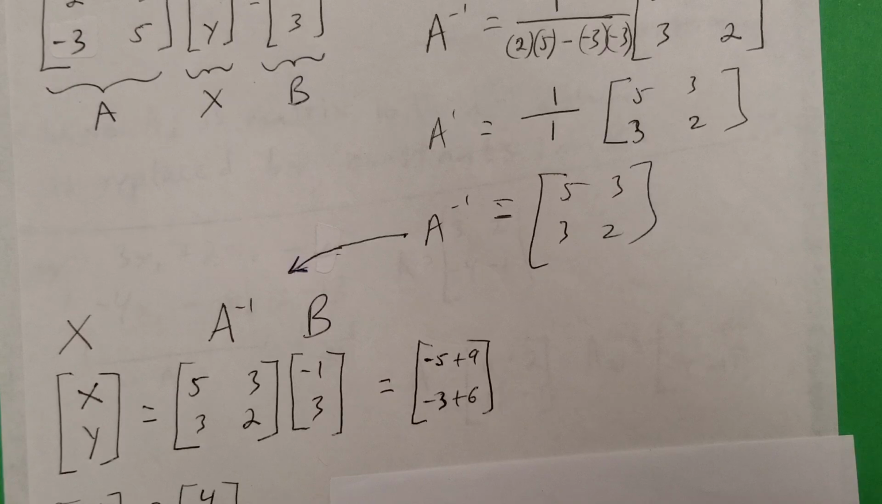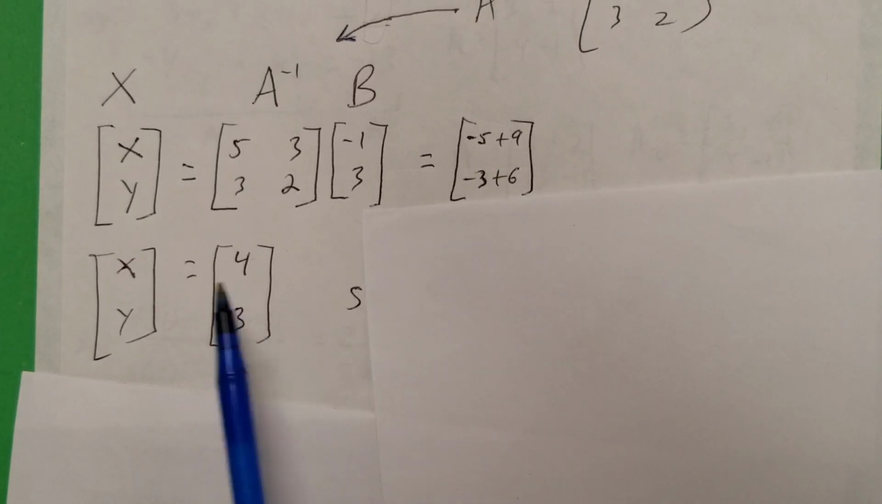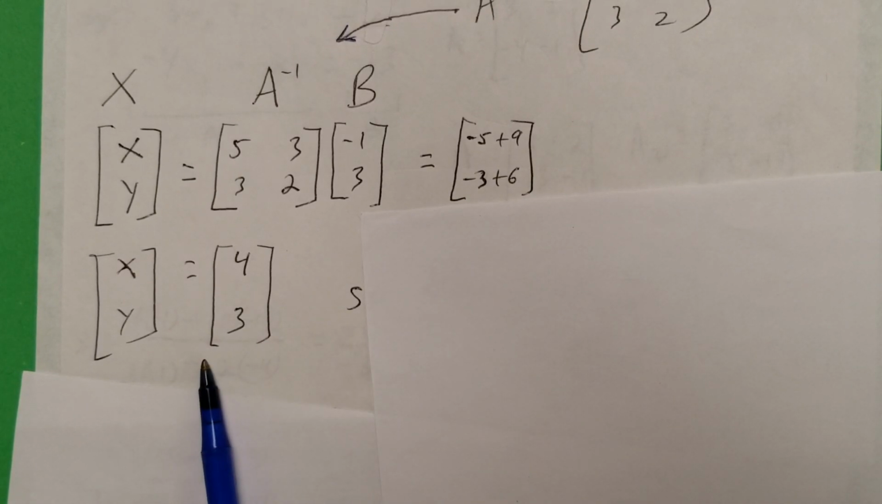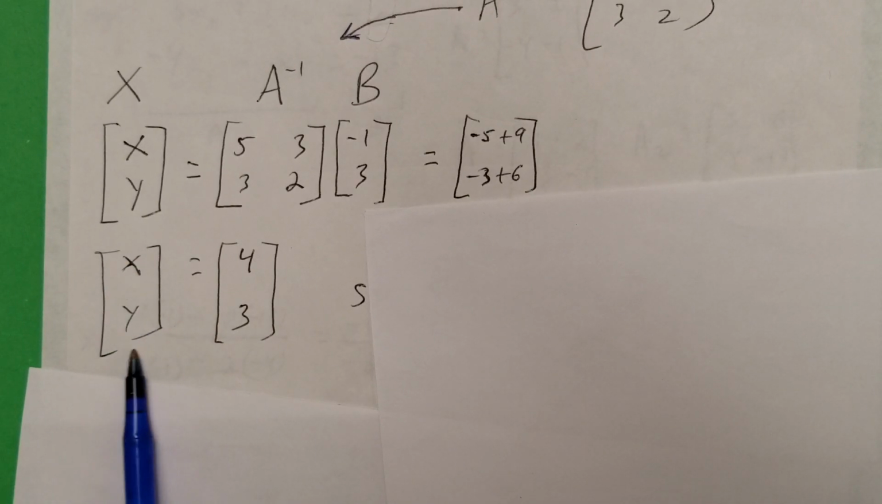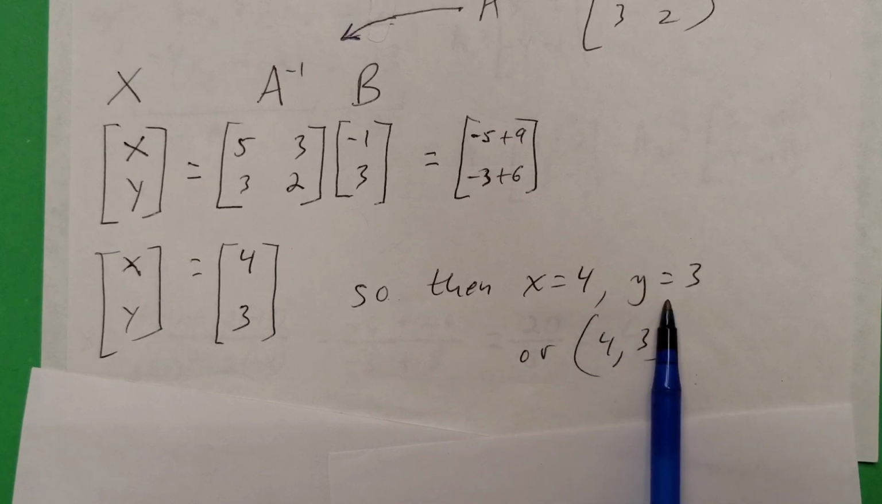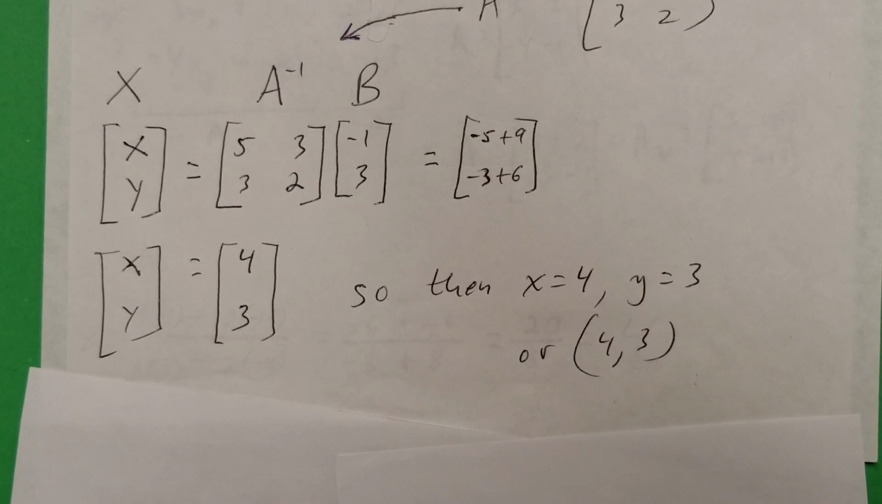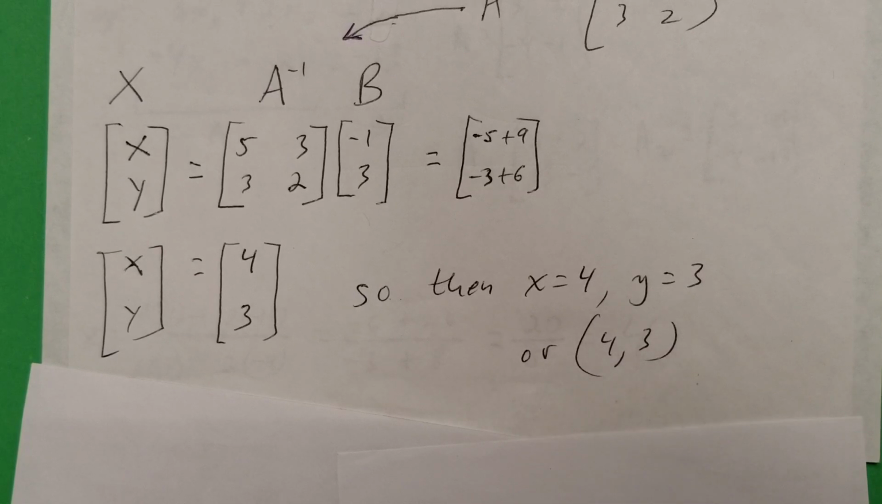That's it. So xy corresponds to 4, 3. So x must be 4, y is 3. There's a couple of different ways of writing it. You can leave it like that. Don't leave it like this. You can leave it like that, or you can put it in parentheses like that. 4, 3.